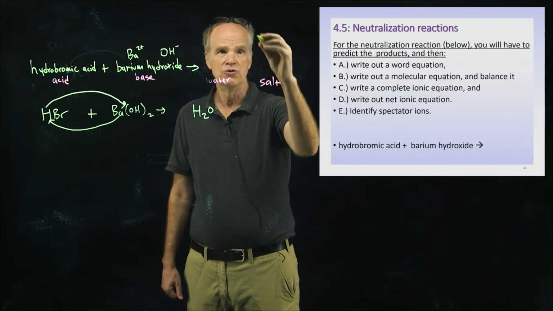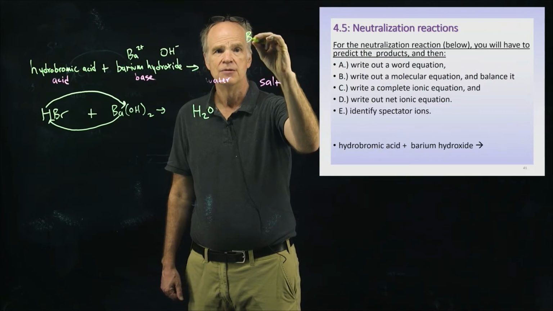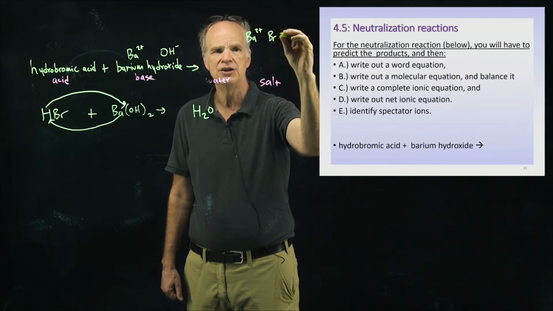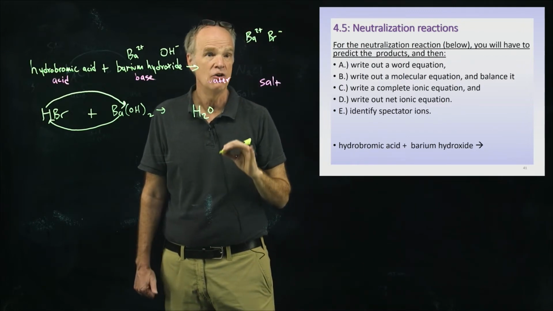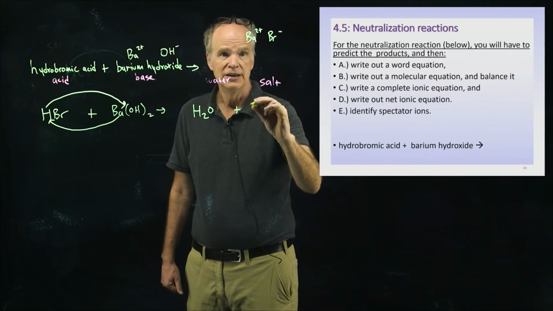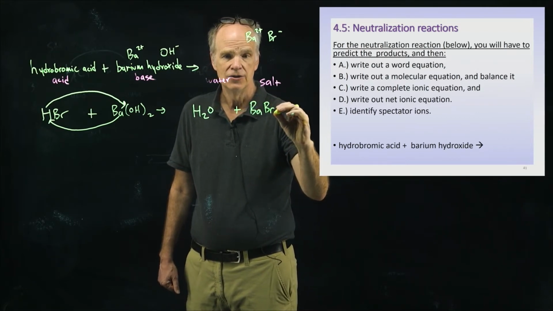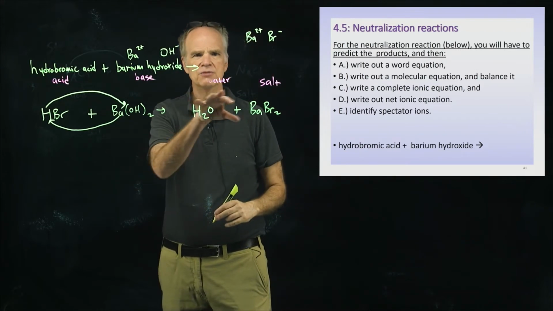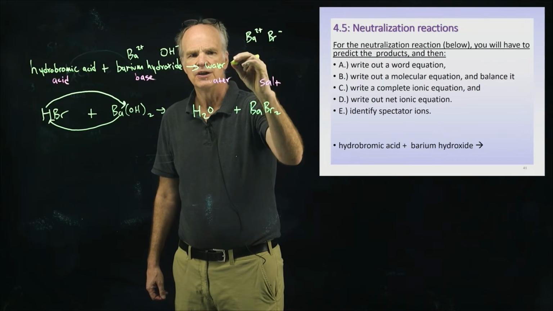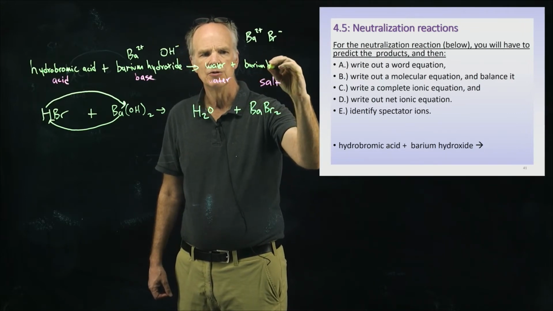Well, let me take some room up here. And so we have barium bromide, right? And so again, barium is a 2+ ion. Bromide is Br-. And so I'm kind of hoping you can figure out the formula for barium bromide is going to be BaBr2. Okay, so if we wanted to complete the word equation here, we can just write water and then plus barium bromide.